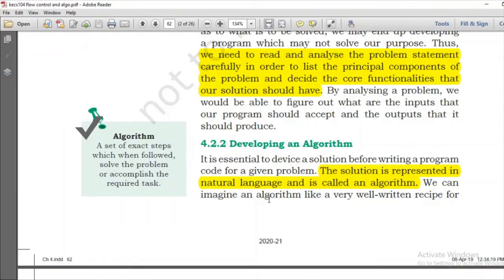But as our medium of study is English, we are going to design certain algorithms also in the English language. So an algorithm, as you can see in the box, is a set of exact steps which, when followed, solve the problem. It gives you exact steps, and if you follow these steps, you will solve the problem and your required task will be done.